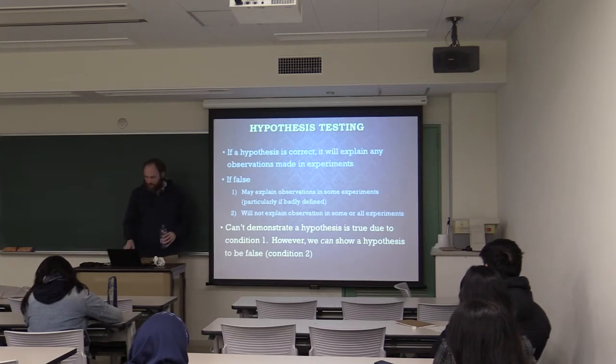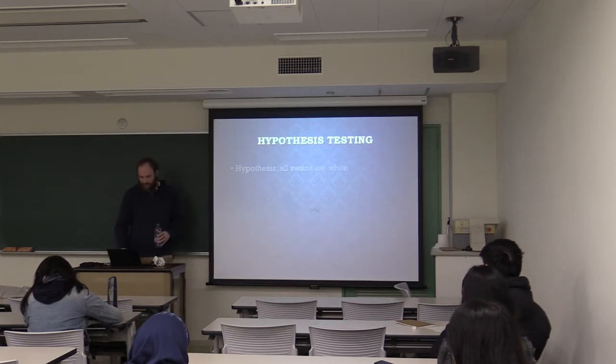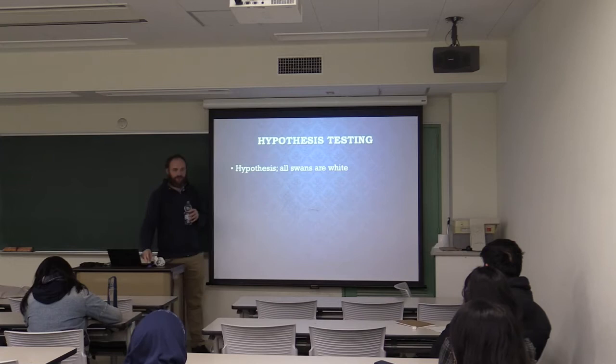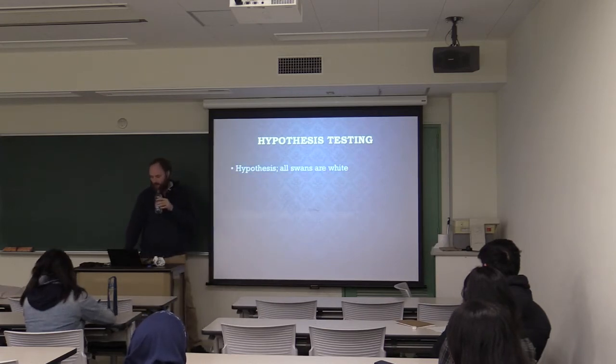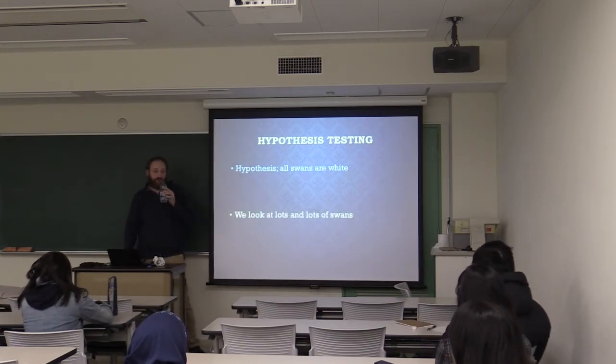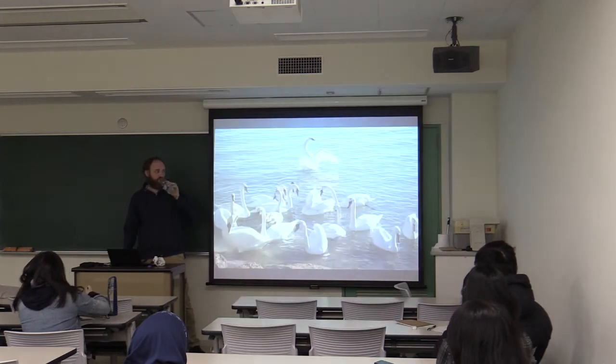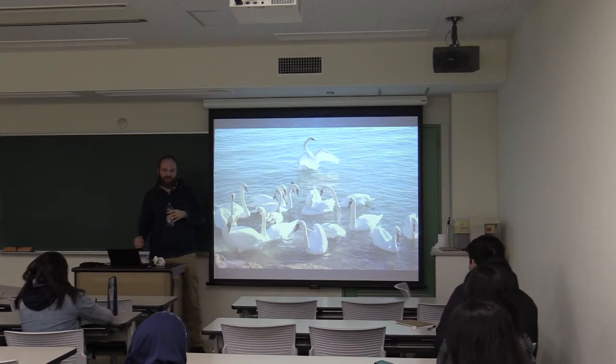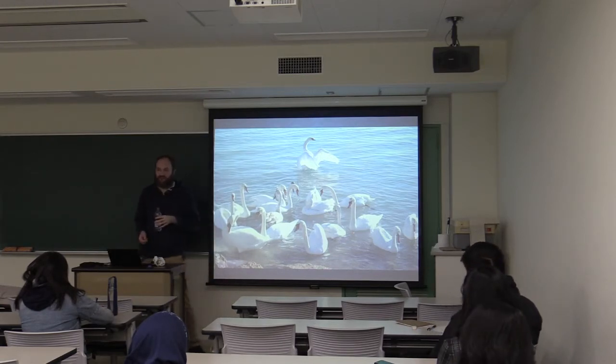Now I'm going to give you a little example of this. Let's imagine that we make a hypothesis that all swans are white. Seems like a reasonable hypothesis. So we're going to test this by going out and looking at swans. Here are some swans. All white, yes. So that's a little bit of evidence for our hypothesis.